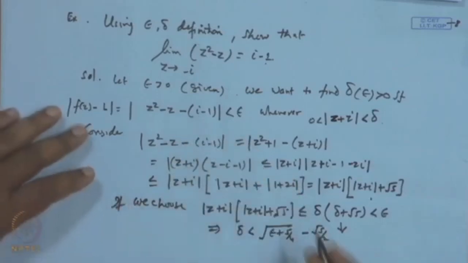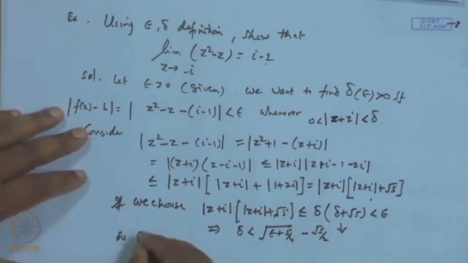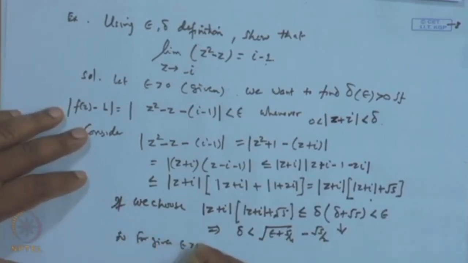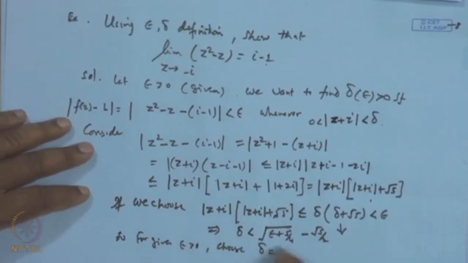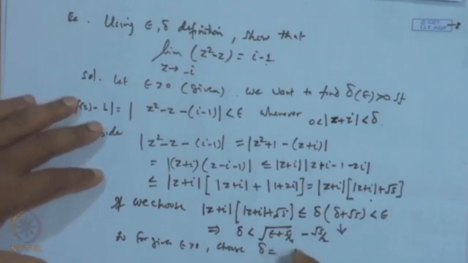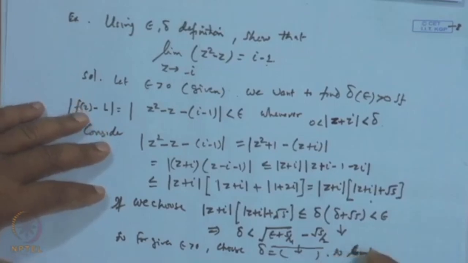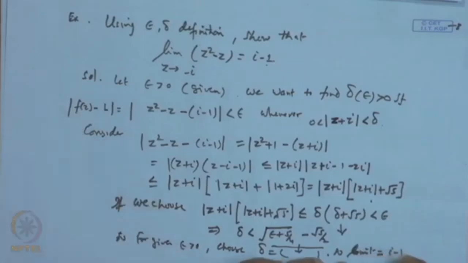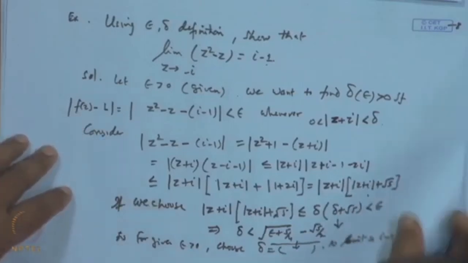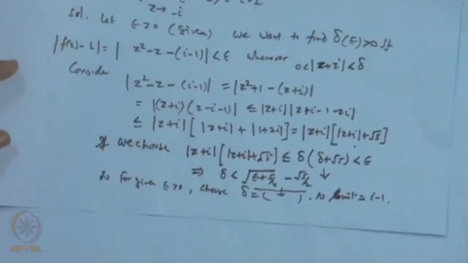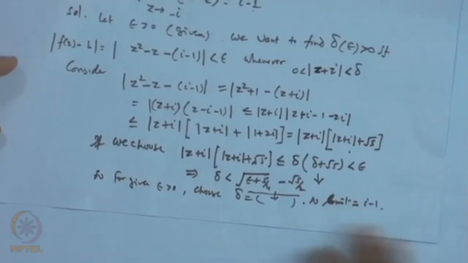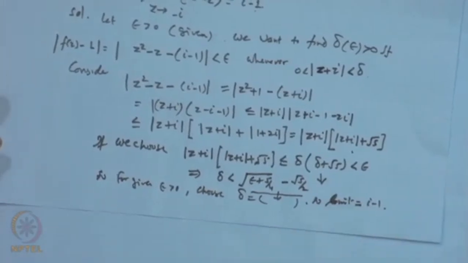So, this proves that for a given epsilon greater than 0, we choose delta to be less than the square root of this number. Then the limit exists and the limit is i minus 1. This is the way we can do it. Is this okay? Please check it again.